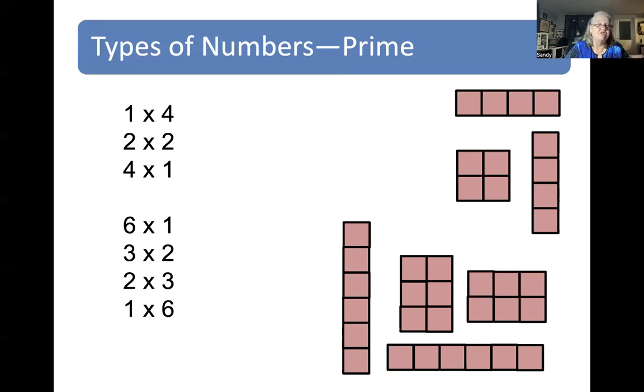More than 2 factors, those would be called composite numbers. Okay? So more than 2 factors are the composite numbers. Exactly 2 factors are prime numbers. And we use prime later. We'll talk about prime factorization, writing a number where the factors are only prime numbers. So they will use this as they go up in the grades.